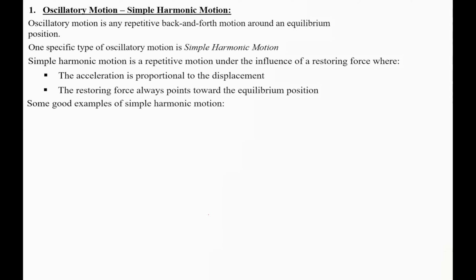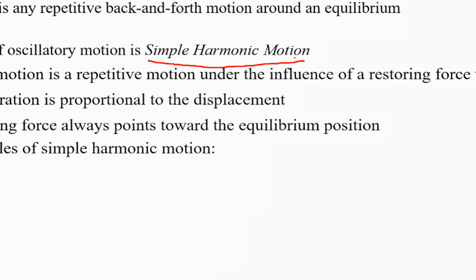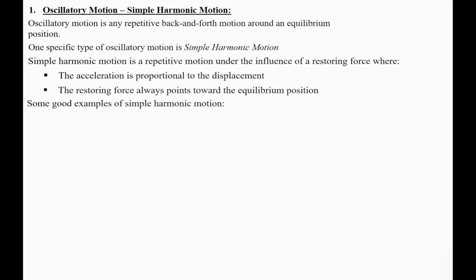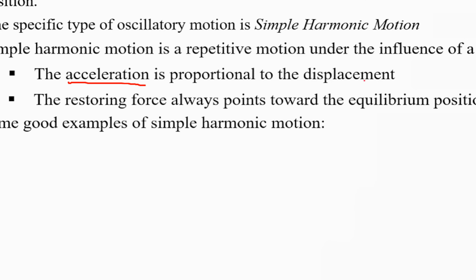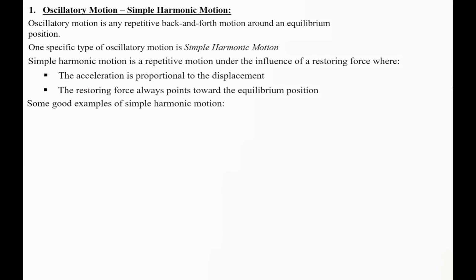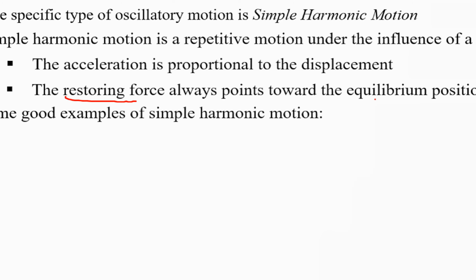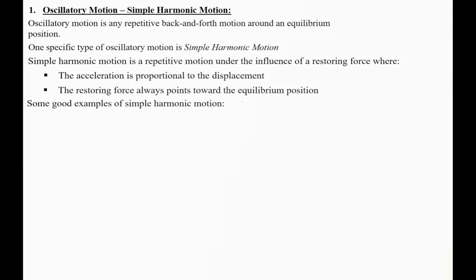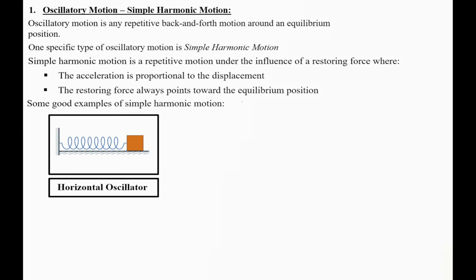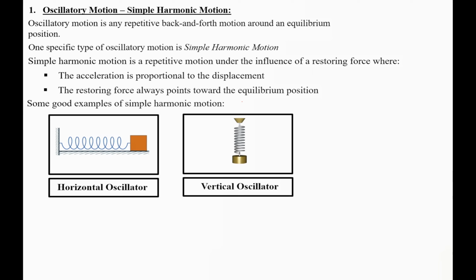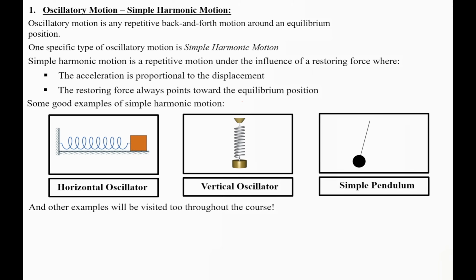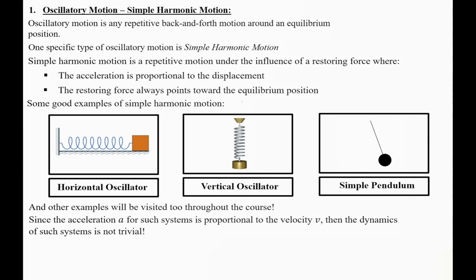Now this is very important. Anytime throughout this unit, when we refer to simple harmonic motion, we need to cite the following two facts: that the acceleration is proportional to the displacement, and there is a restoring force that is always pointing toward the equilibrium position, which is driving these oscillations. Some good examples of simple harmonic motion are a horizontal oscillator, vertical oscillator, and simple pendulum. Other examples will be visited too throughout the course.